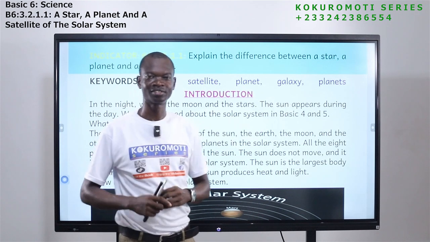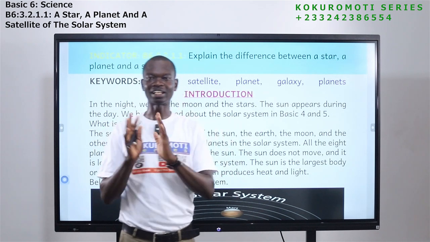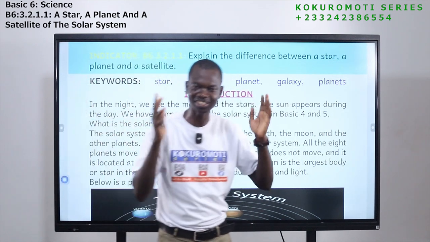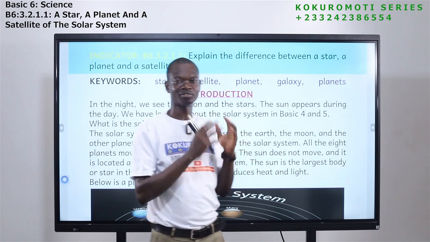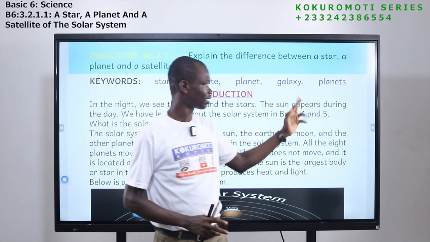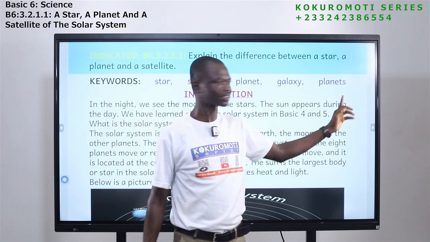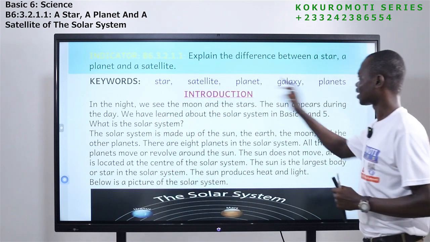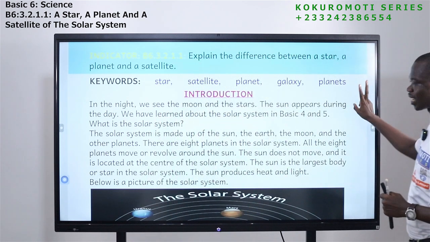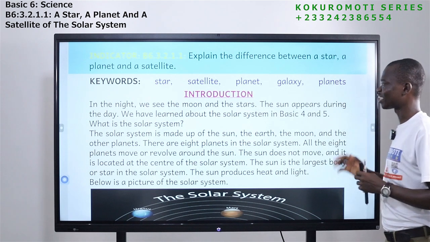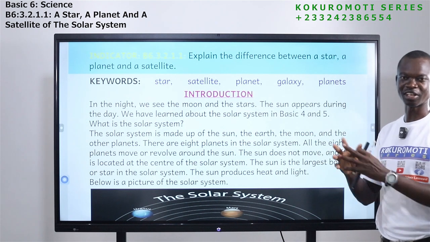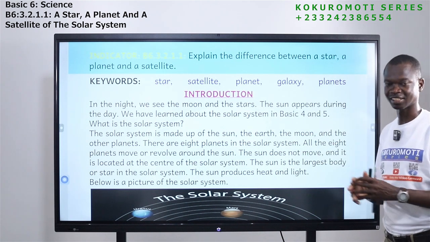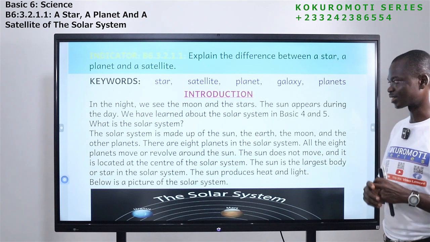Now, galaxy. Group of stars form galaxy. So if we have group of stars, we call it what? Galaxy. And then we have planets. We are talking about the objects that move around what? The sun. Object that moves around the sun.